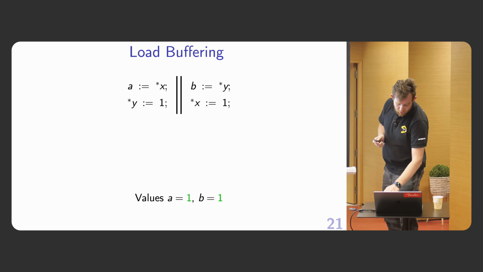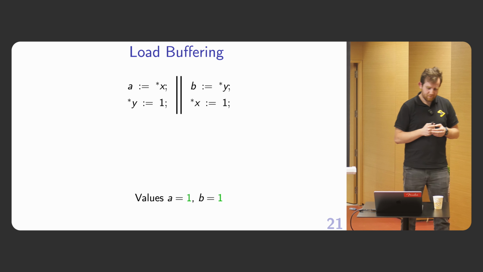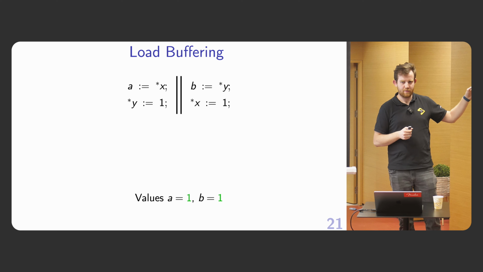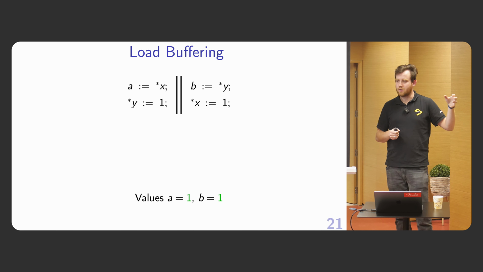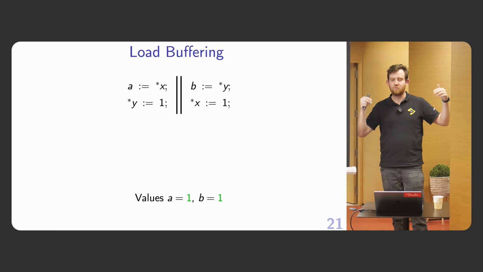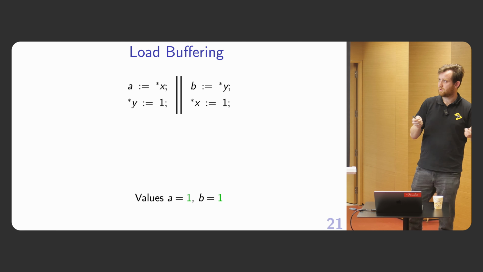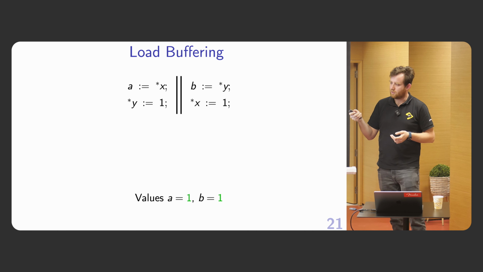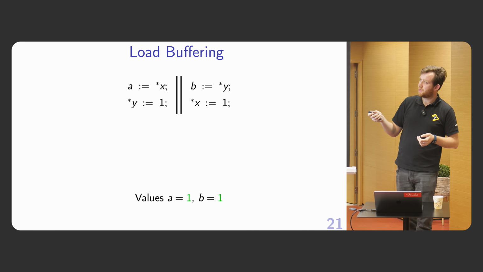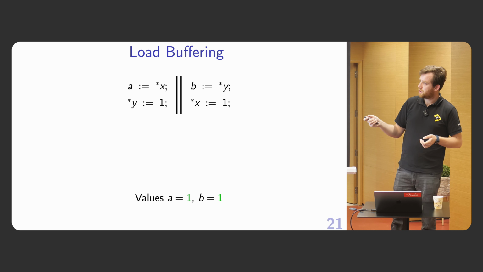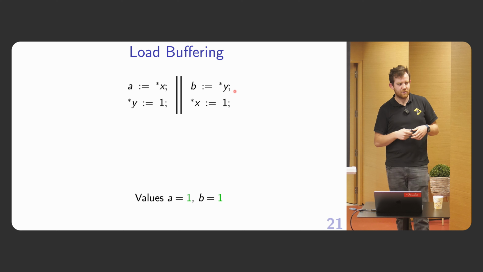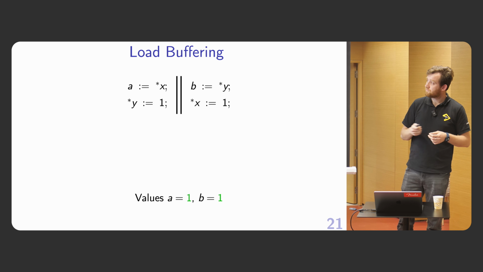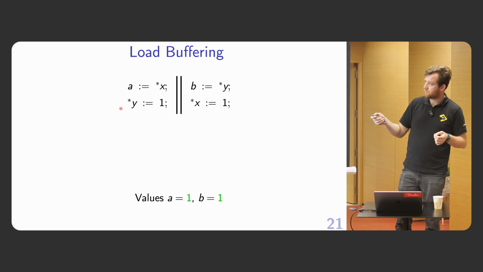Okay, one other small example. Like before, the example we had is called store buffering, because to get the weak behavior we had to buffer the writes to the memory, or stores. This is the opposite example. So here, once again, we have two shared locations, X and Y, which are initially initialized to 0. But now we first do reads and then do writes.